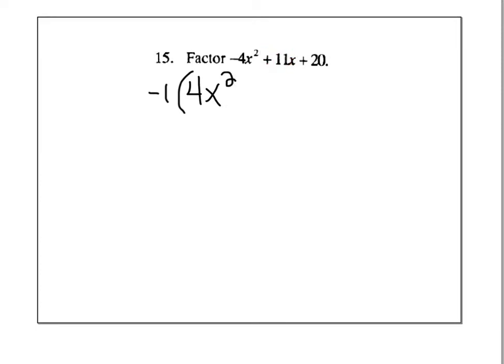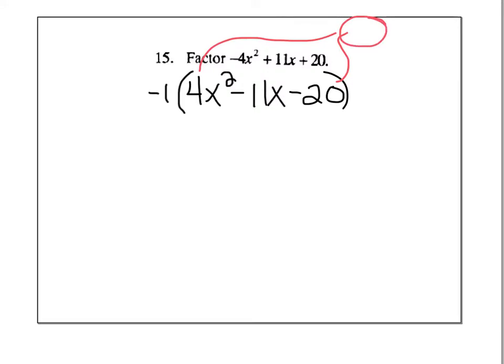Positive 11x divided by negative 1 is a negative 11x. And then positive 20 divided by negative 1 is a negative 20. So now that I've taken out that negative, I now look at my number of terms. I have 3 terms here, which means we're going Santa hat. So we have 4 times negative 20, which is negative 80. And I need those factors to add up to negative 11.